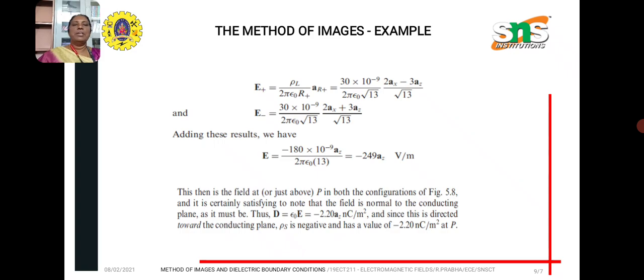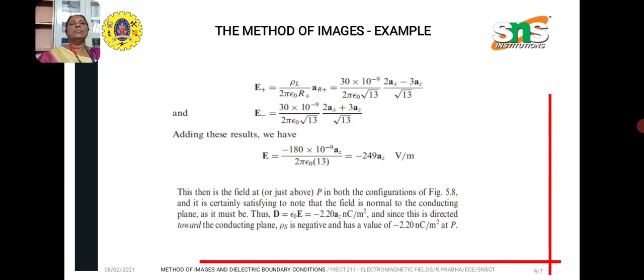So now the field at point P for both configurations is certainly satisfying, and it is good to note that the field is normal to the conducting plane as it must be. Thus D is equal to epsilon naught E, which is equal to minus 2.20 az nanocoulomb per meter square. And since D is directed toward the conducting plane, rho s is negative and the value is minus 2.20 nanocoulomb per meter square at point P.